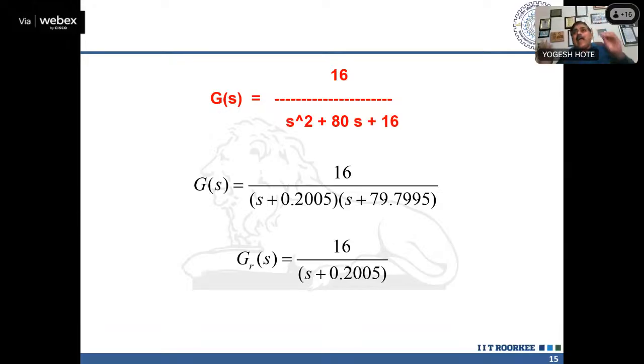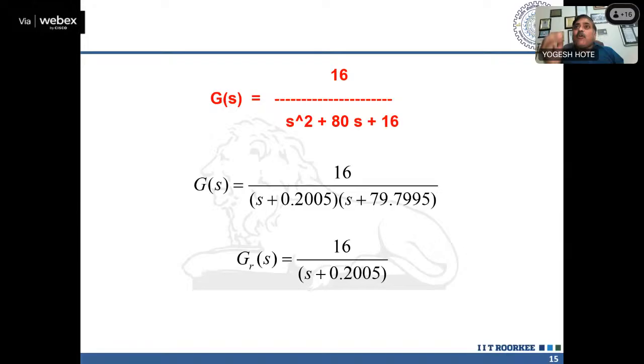So the answer for this is that the reduced order model is okay. We have to discard the non-dominant pole, keeping only the dominant pole, but the effect of that non-dominant pole we have to merge into the dominant pole. That is basic. We cannot discard anything like this. Some effect is always there.